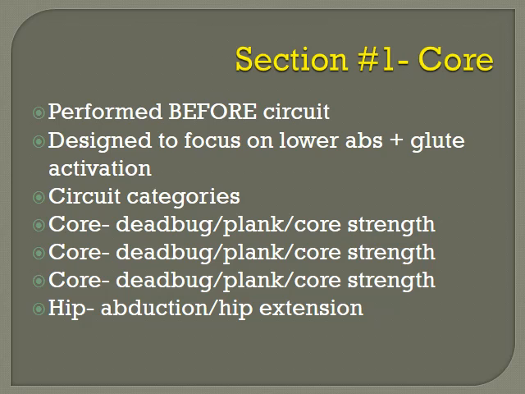program. So let's talk about core first, our first section. It's always going to be performed before the circuit, and the idea is to focus on the abs and glute activation before we get going. There's not much to this other than to say that generally for us, we're going to go core, core, core, hip. Meaning if we have 4 exercises in this circuit, we're going to be performing each exercise from anywhere from 30 to 60 seconds each. We would choose 3 core exercises and 1 hip exercise for that particular circuit.